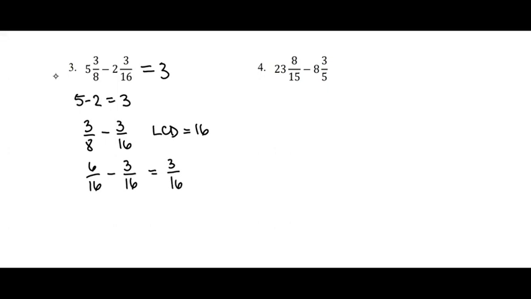So you got your whole part. 5 minus 2 was 3. And you have your fractional part, 3 over 16.